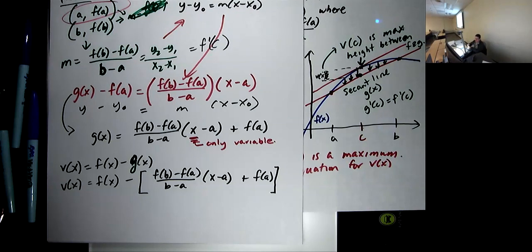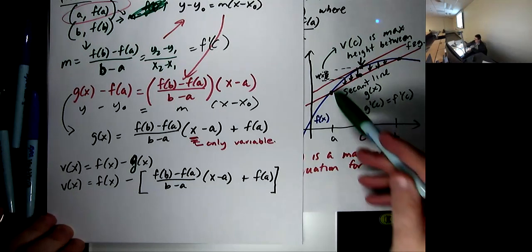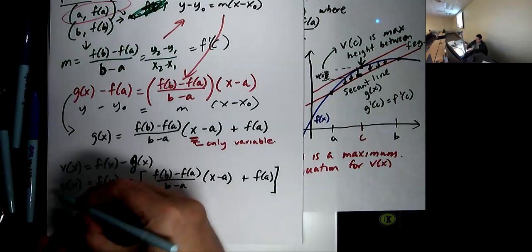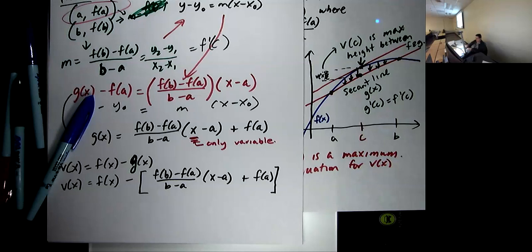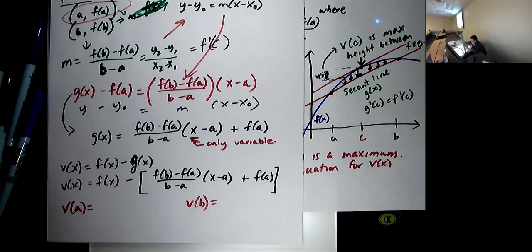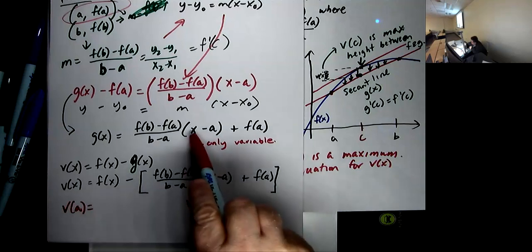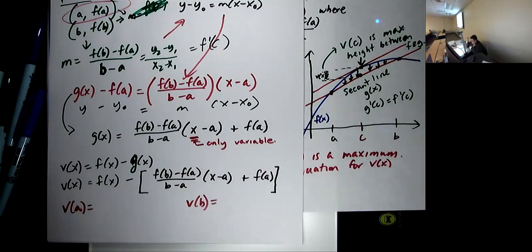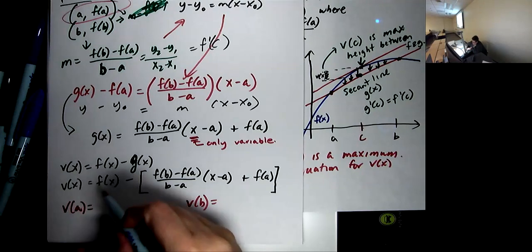All right, so this is our vertical function. It's continuous. We can see it's continuous. It's differentiable. What is V of a and V of b? Find V of a and V of b real quick. And remember, x is the only variable. So you're plugging in there and there.